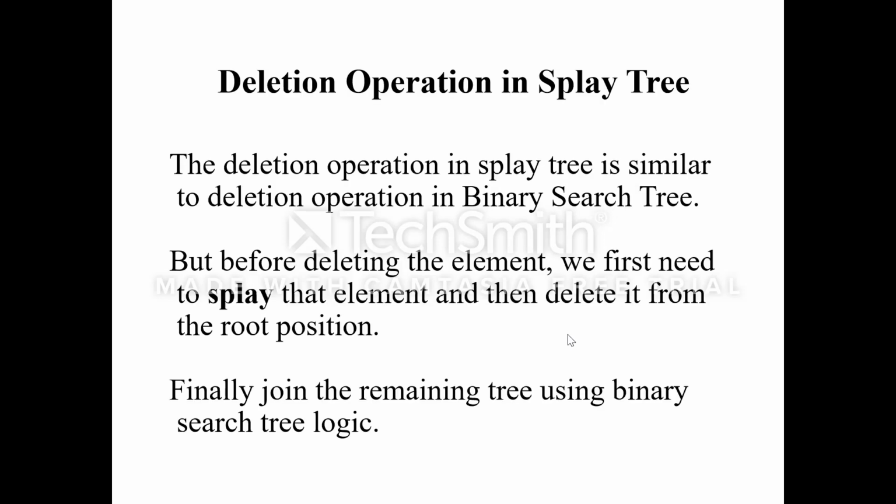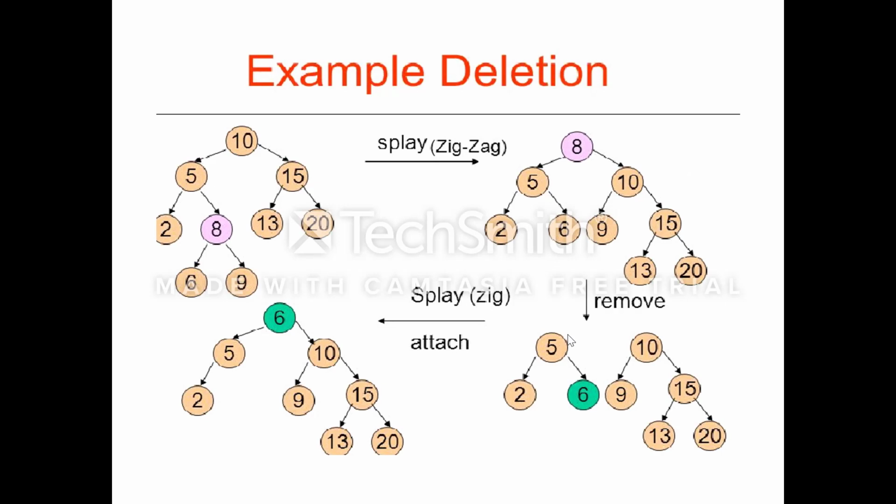Now let us proceed to the deletion operation. Deletion operation in Splay tree is similar to deletion operation in binary search tree. But before deleting the element, we first need to splay that element and then delete it from the root position. Finally, join the remaining tree using binary search tree logic. Let us see the example.